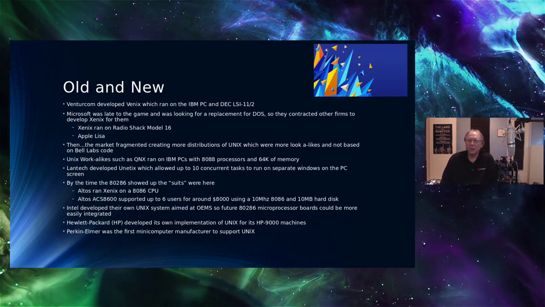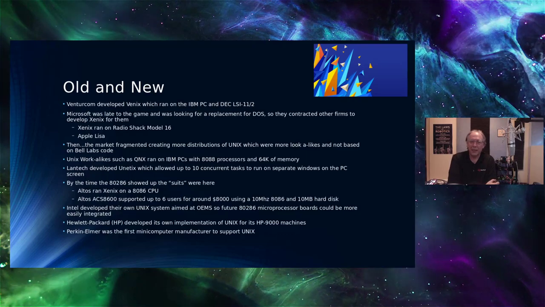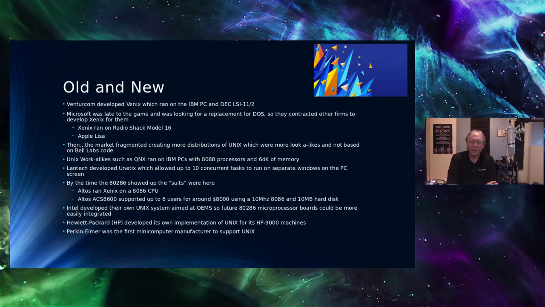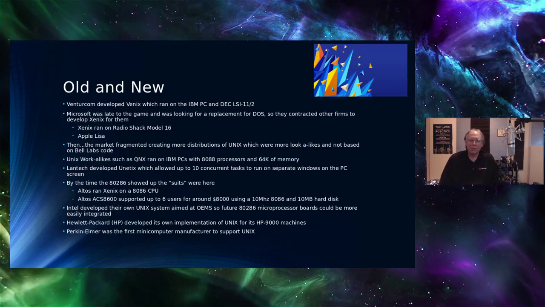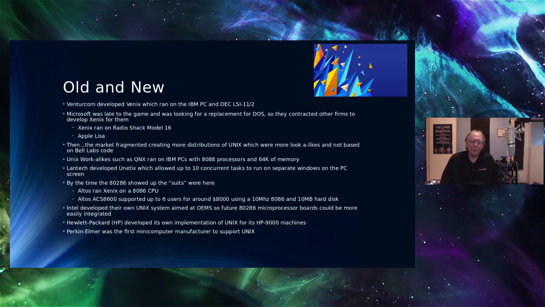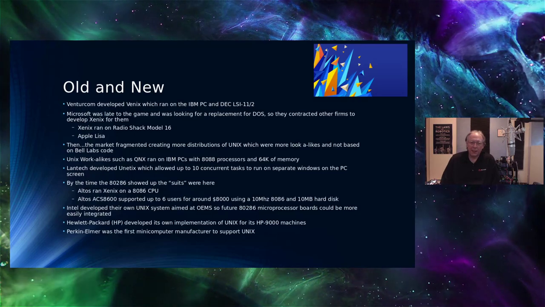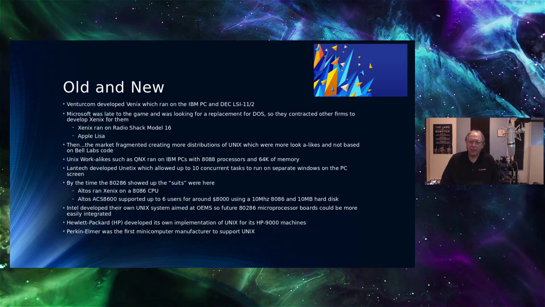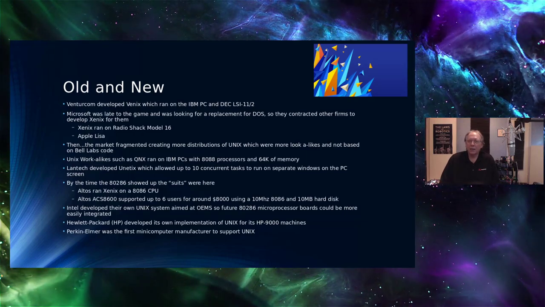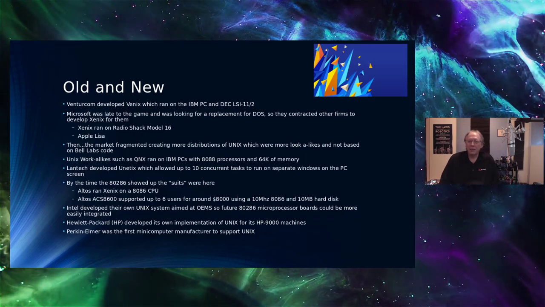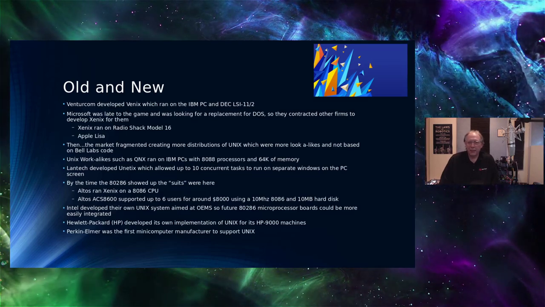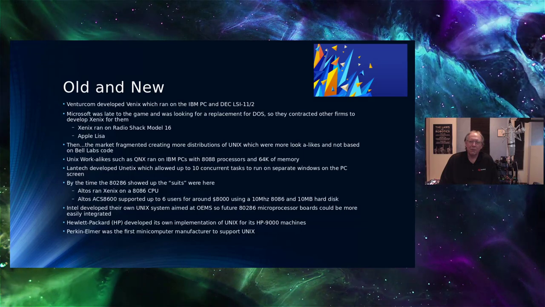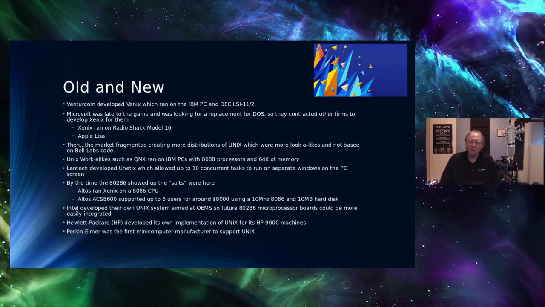They're considered a closed source company today, but they still run their version of Unix, or Unix-like operating system today, as we're supposed to call it. Lantech developed Unitech, which allowed up to 10 concurrent applications or tasks to run in separate windows of the PC screen. So right there, you're starting to see a kind of primitive version of Windows starting to surface on the PC.